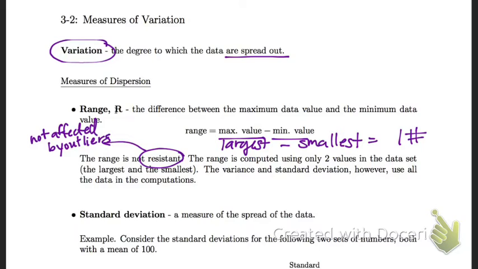In this case, the range is also affected by outliers, because if I have a really low data point, that's going to make my range larger than if it weren't as low. So it says that it is not resistant, which means it's affected by outliers. If that will help you, I'm just going to write "is affected by outliers."